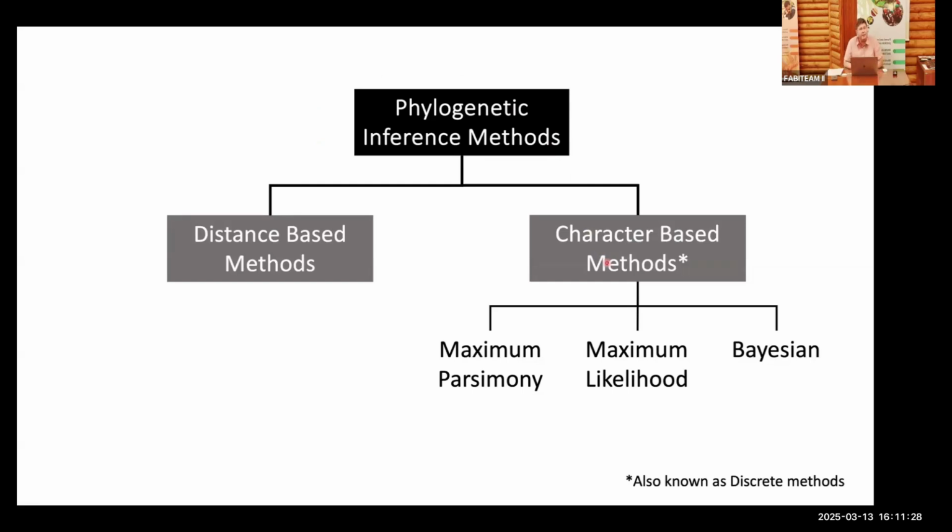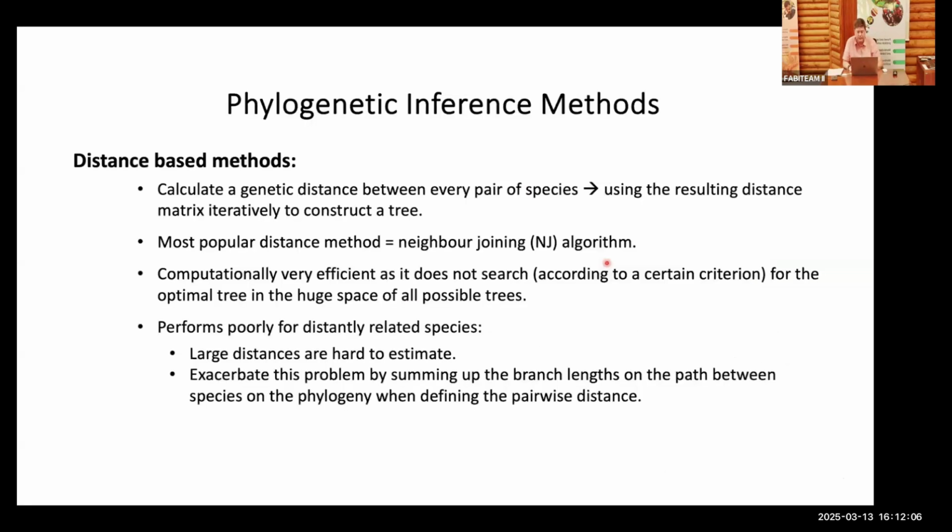On this side, we have character-based methods. So they take the sequence alignment, the sites, and then infer a phylogeny from the sites. There are three main methods: maximum parsimony, maximum likelihood, and then Bayesian inference of phylogenies. So they work directly from the characters, from your alignment. So I'm just going to talk a little bit about each of these methods, just to give you some broader insight, but I am not delving into the details.